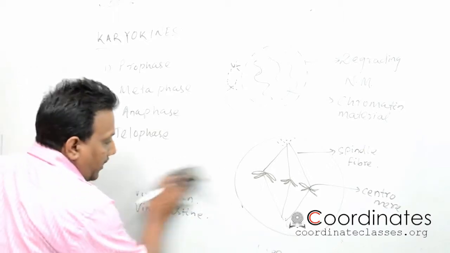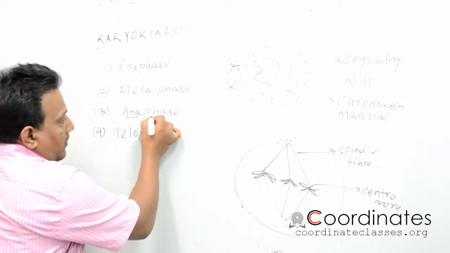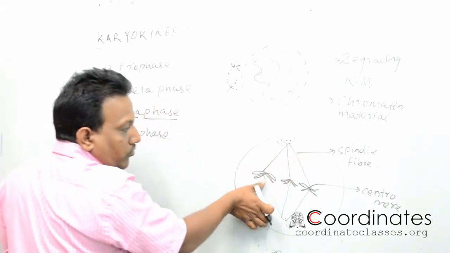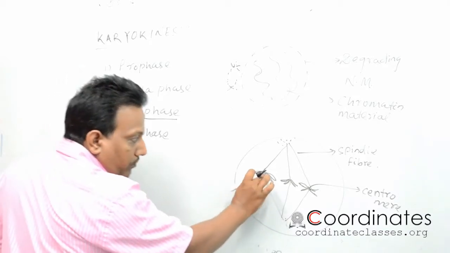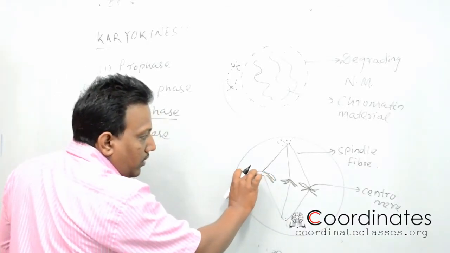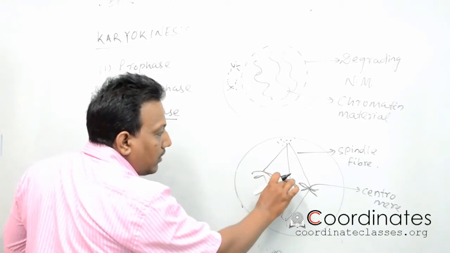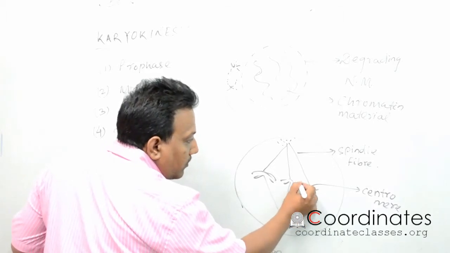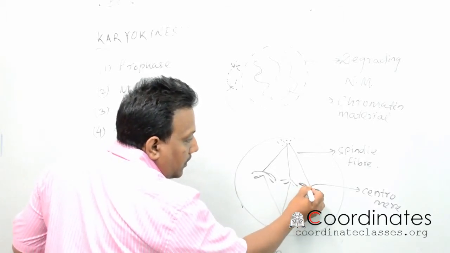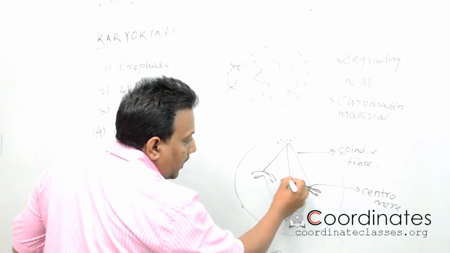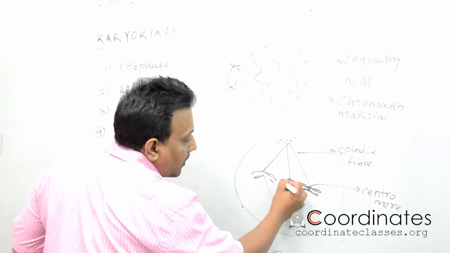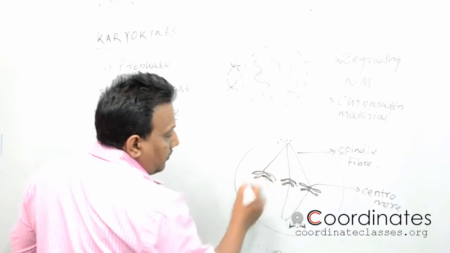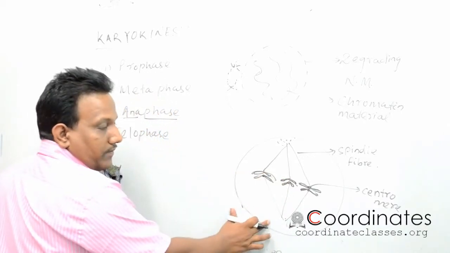Now another phase is anaphase. In anaphase, if you see here, the spindle fibers contract from both the poles. So a pressure is created on the centromere point, due to which the centromere splits in the middle. Due to splitting of the centromere, each chromosome becomes single chromatid in nature, and after that further contraction of spindle fiber takes place. So chromosomes start migrating from the equator towards the poles.